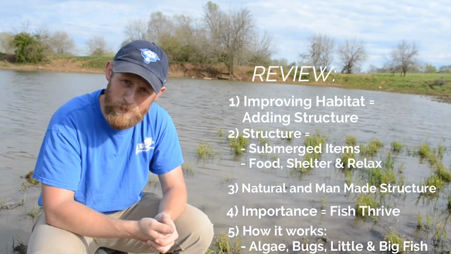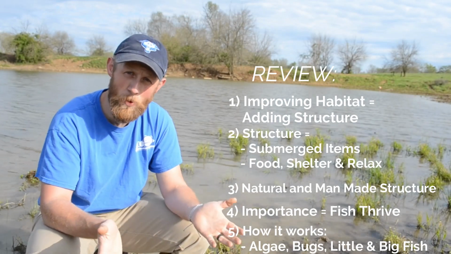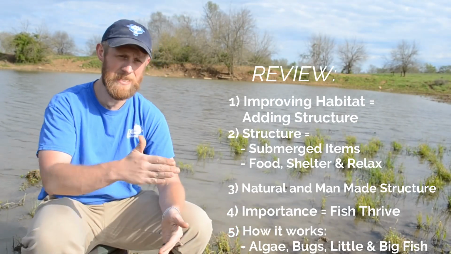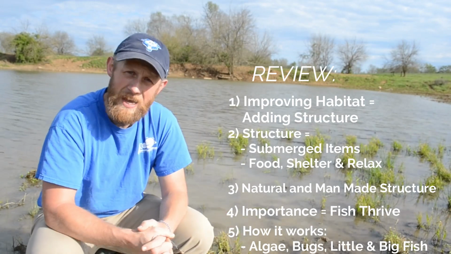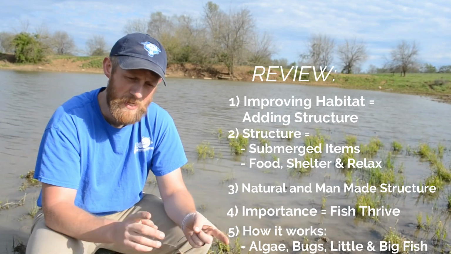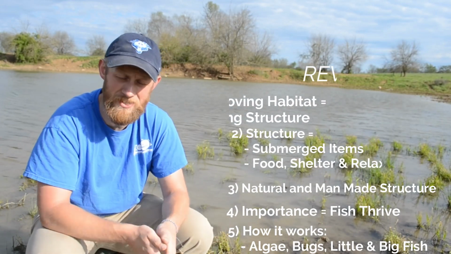There are different types of structure. There's natural structure and there's man-made structure, and they're really important because if you don't have it, sure, the fish can survive, but it's not going to thrive the way you want it to. There's an example of how to make one, and the last one is how it works. Put it in the water, get algae, get little bugs, get little fish, get big fish, all together.